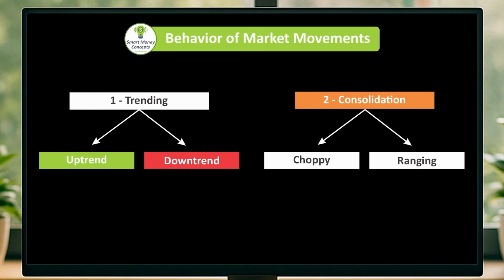Now, let's get started with the market structure. The behavior of market movements can fundamentally be attributed to two main factors that consistently dictate the direction of prices: trends, which encompass both uptrends and downtrends, and the consolidation phase, characterized by choppy or ranging markets.